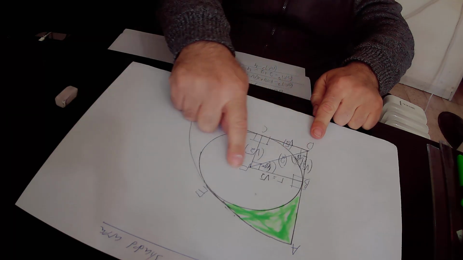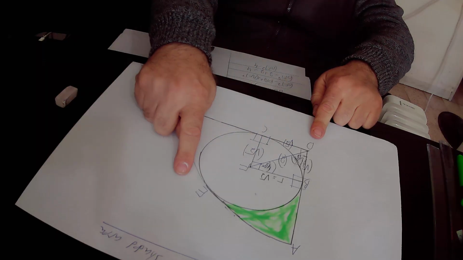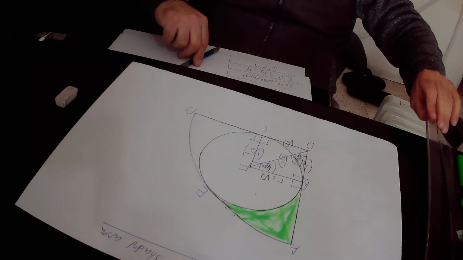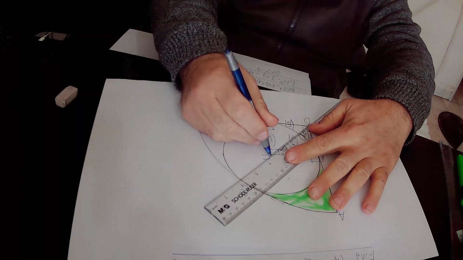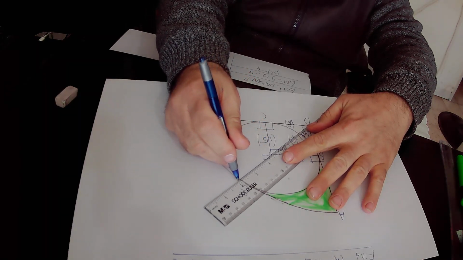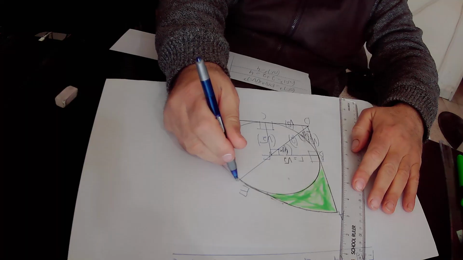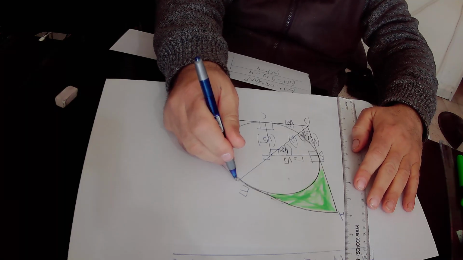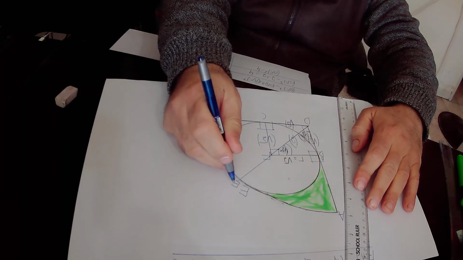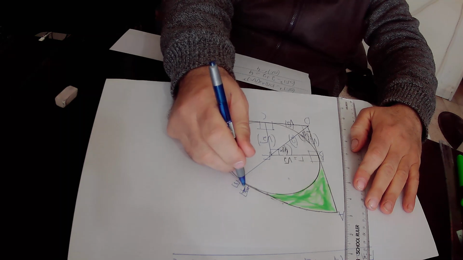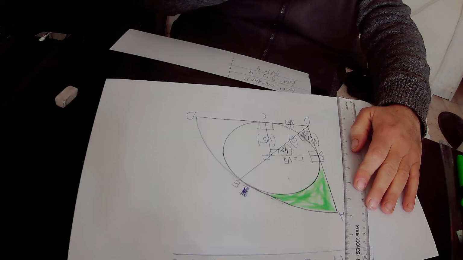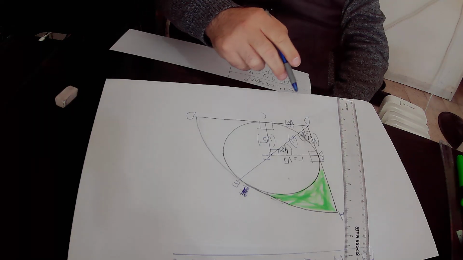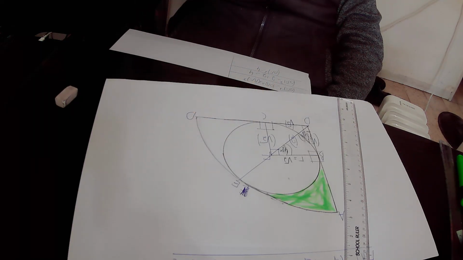Or OFE is one straight line. Again, OFE is one straight line according to rule 9. Okay, so OFE is one straight line.